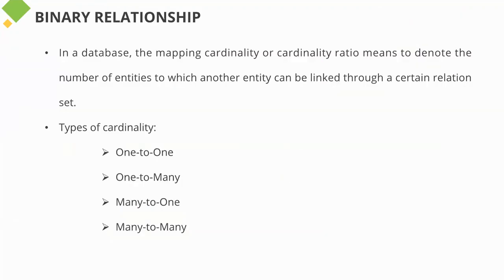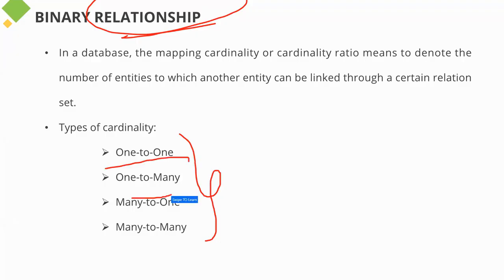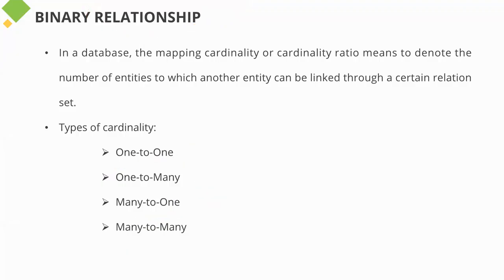Now, with the relationship, as we saw in the previous video, we have seen the binary relationship, ternary relationship, and degree of the relationship. So this is the most common use case, the binary relationship. Cardinality indicates the number of entities to which another entity is linked. We have four types of cardinality in the binary relationship: one to one, one to many, many to one, many to many. We'll see each kind of relationship in detail, right?